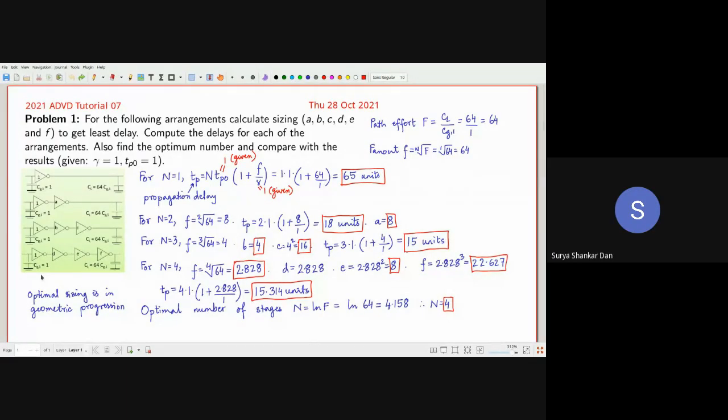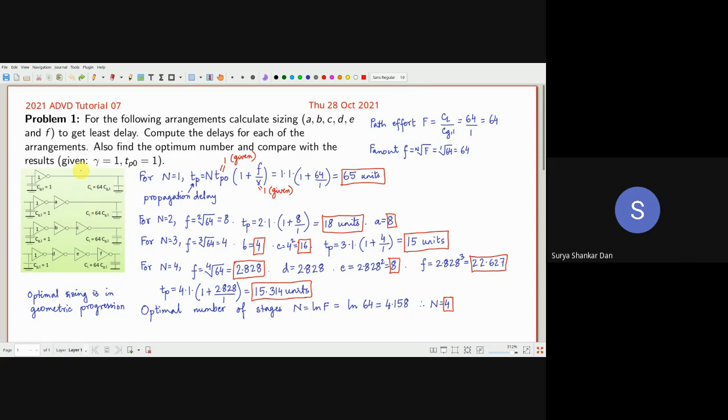Okay, let's begin today's tutorial. In this tutorial, we are going to learn a very important topic as far as digital VLSI is concerned. That essentially refers to the sizing of the various components.